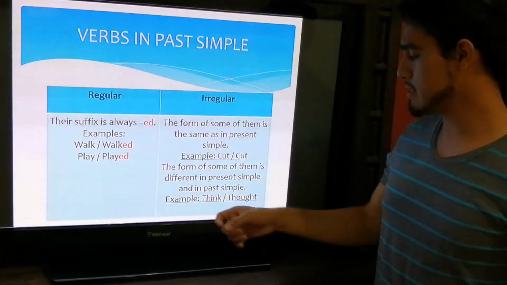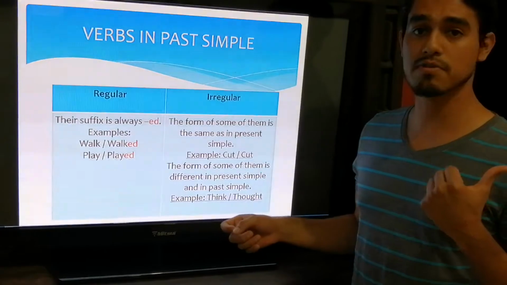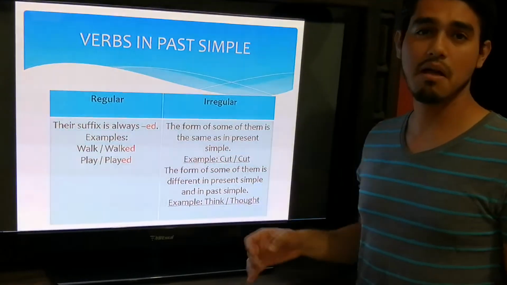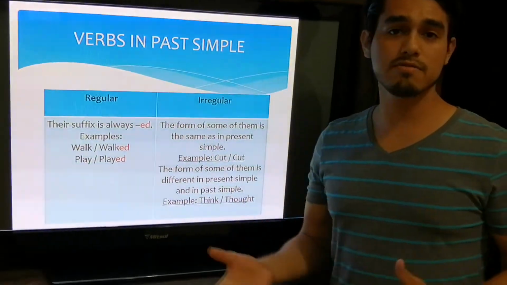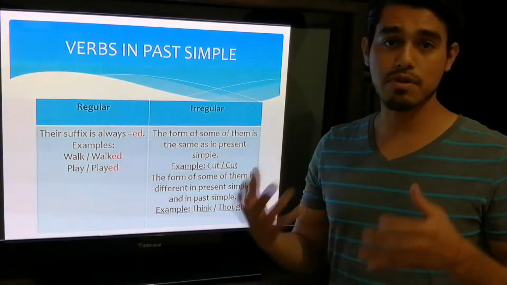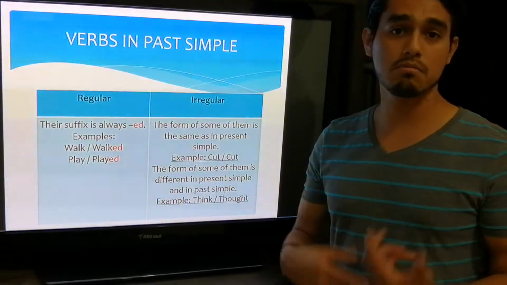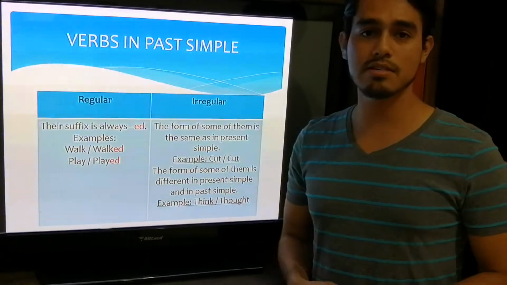This is like the most difficult one, but not really. One example is this. In present simple, the verb is think. And in past simple, the verb becomes thought. A little complicated, but not really. So you will learn these verbs if you practice, okay? I recommend you guys to read and to practice. In that way, we'll learn the verbs in present and past simple, okay? So this is just a little lesson about the verbs.